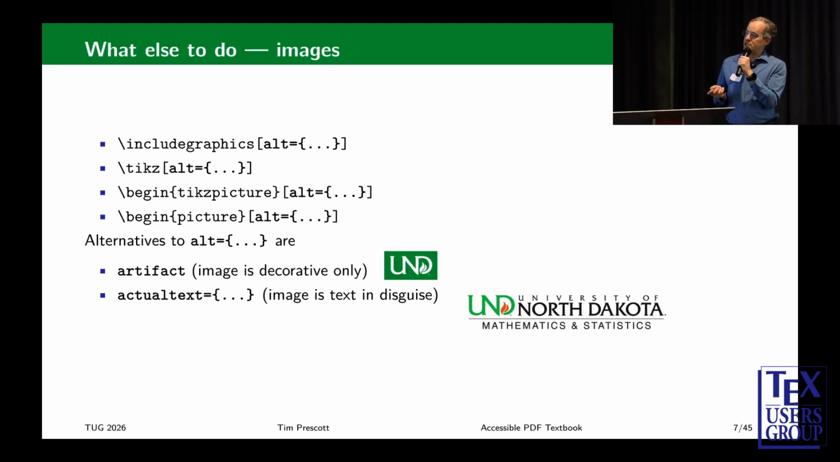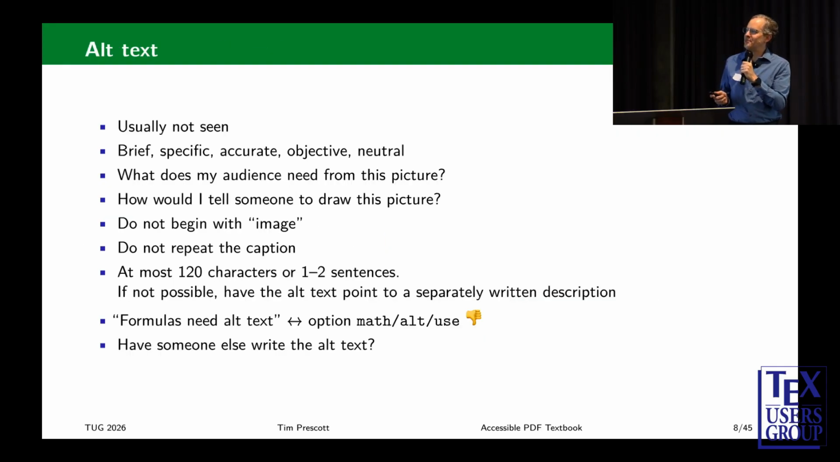We can also just call it actual text. Instead of a screen reader saying, "Here's an image, and let me describe this image," the screen reader just pretends that it's not even an image and just reads the text. So we can see that this should say University of North Dakota Mathematics and Statistics. So that'll be the actual text, and then the screen reader won't even notice that there's an image, hopefully.